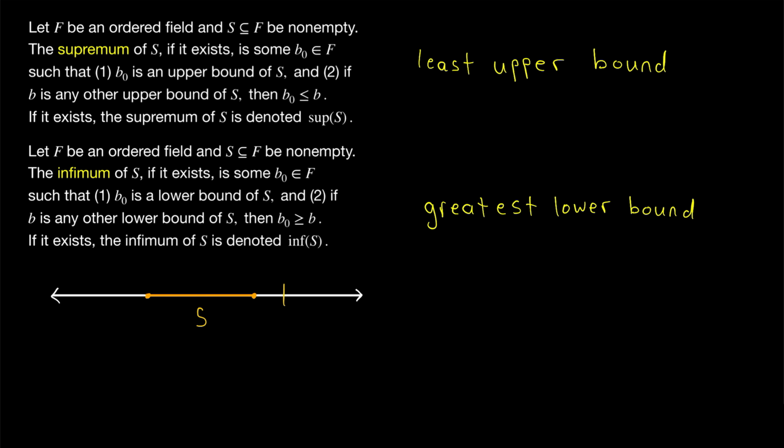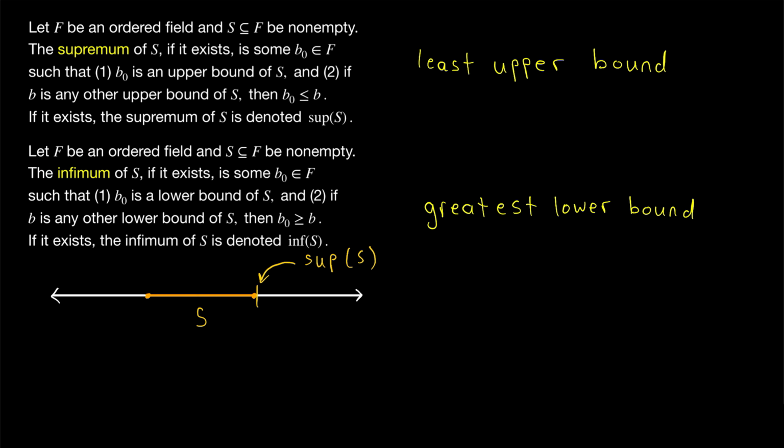We could get a lot closer to S, say right there. That is what the least upper bound might look like visually, and so that is a representation of the supremum of S, the least upper bound. We've got all these other upper bounds up here, but that's the smallest one.